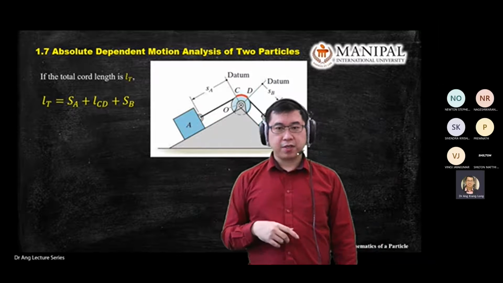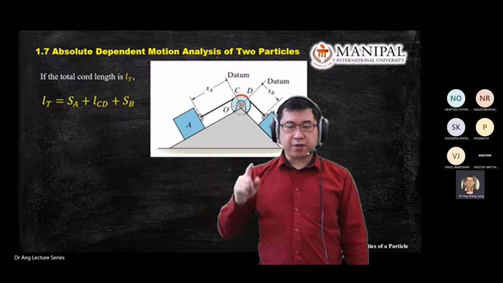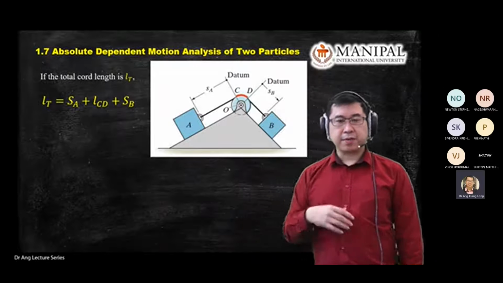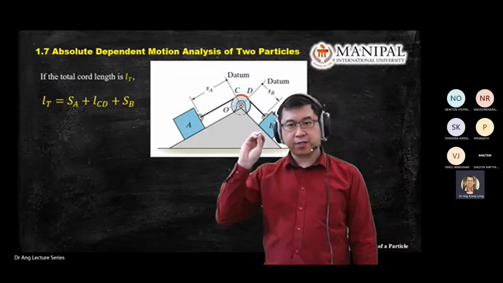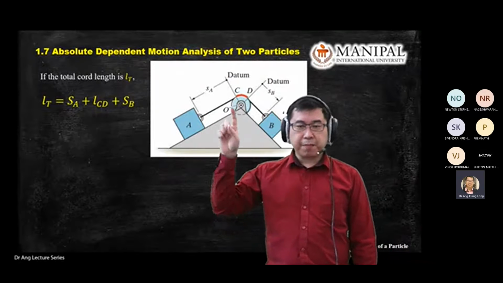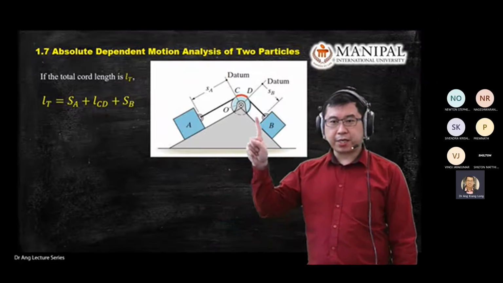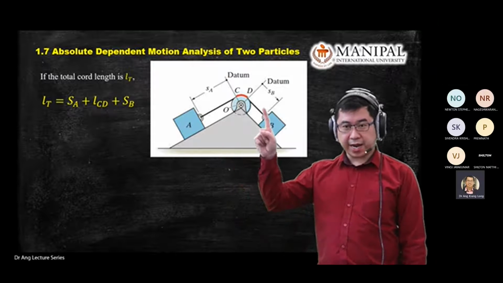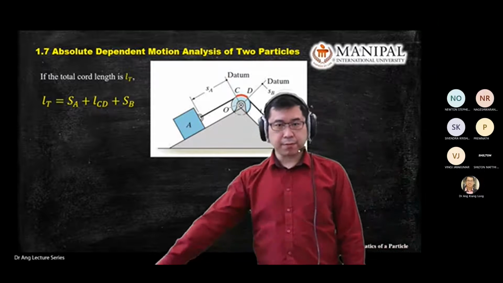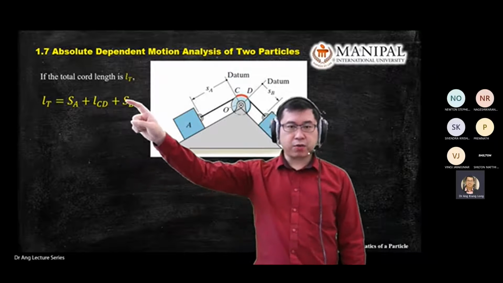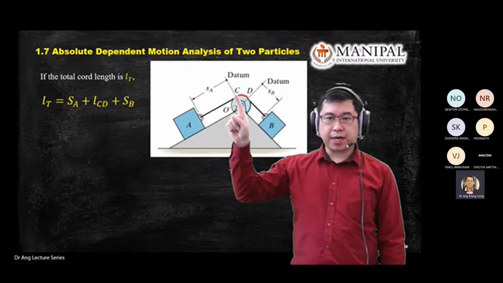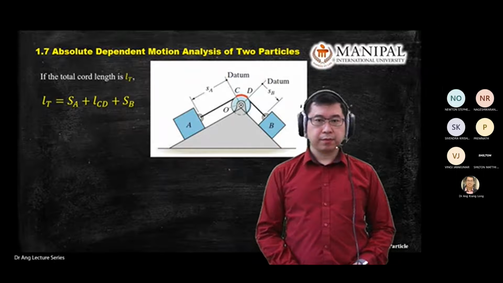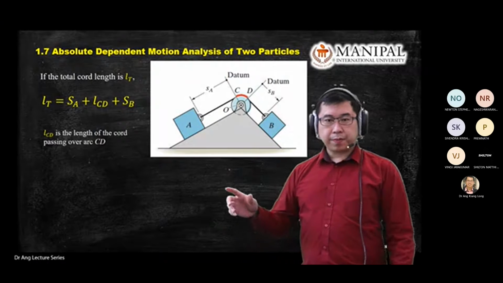So the first equation we derive is the length of the rope that you have in a system. If you have a pulley system, there will be something in the system that is always fixed. In this case, the parameter that links body A and body B is the rope. The rope's length is always the same, it doesn't change. So you have total length equal to SA plus the length of CD plus SB.